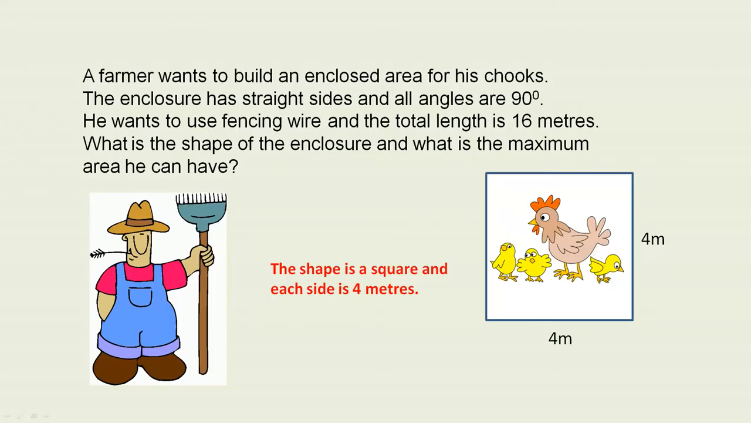The answer for the first problem: the shape is a square and each side is 4 metres. So that gives you 16 square metres for the area, and I maintain that that is the maximum area. Now if you want to try and test some rectangles out which have a perimeter of 16 metres, please try, but you will see that the maximum area is a square, each side is 4 metres, which gives you 16 metres in length, but an area of 16 square metres.